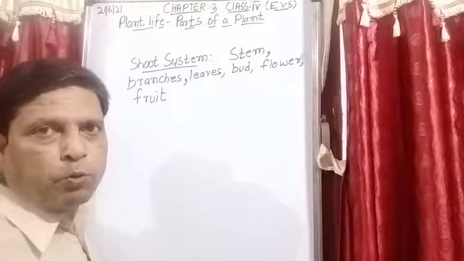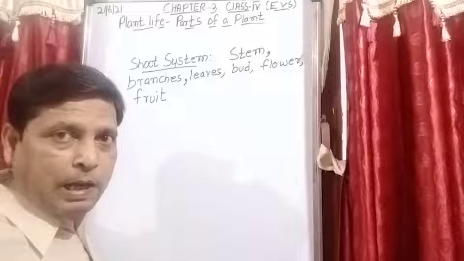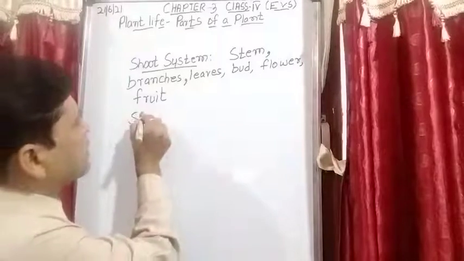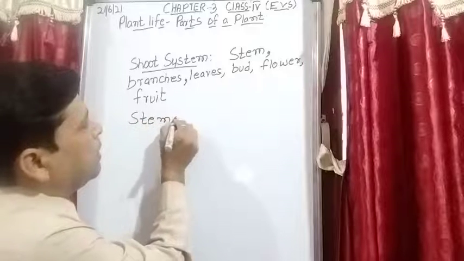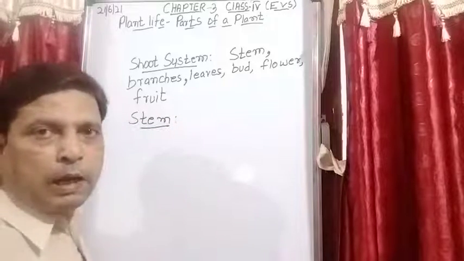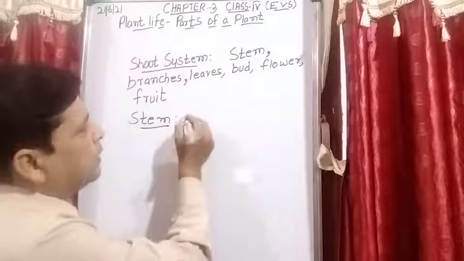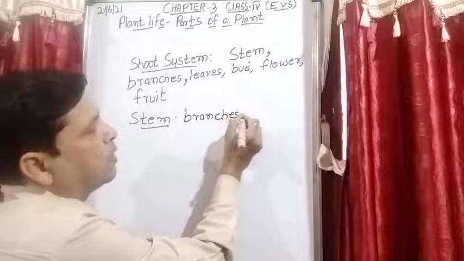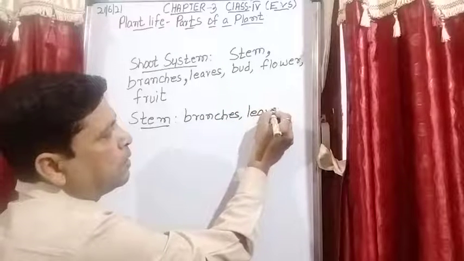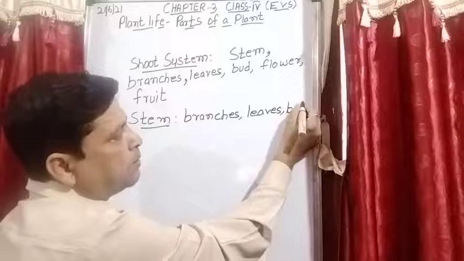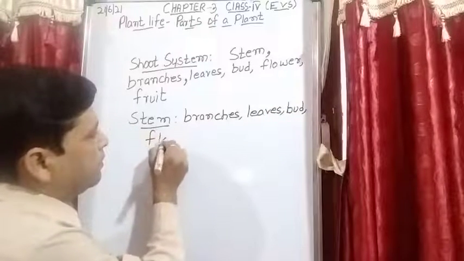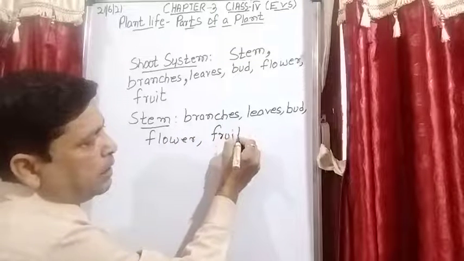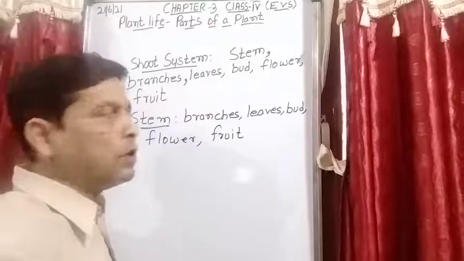But when we are talking about a stem, the stem is also that part of the plant which is above the ground. Now when someone asks you about the stem, what are the parts you see in the stem? That is branches, leaves, buds, flower, fruit. Is it clear? So there should be no confusion.